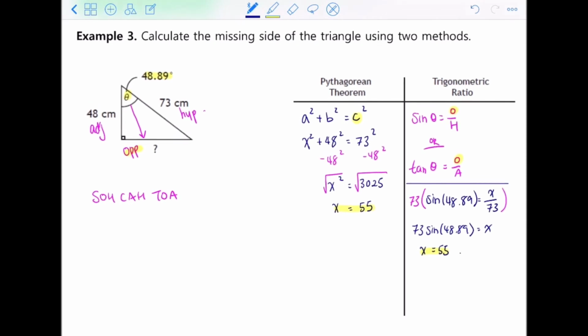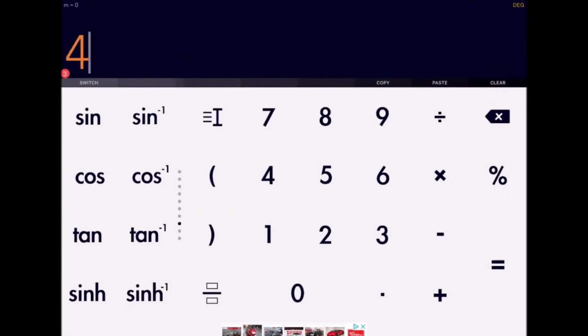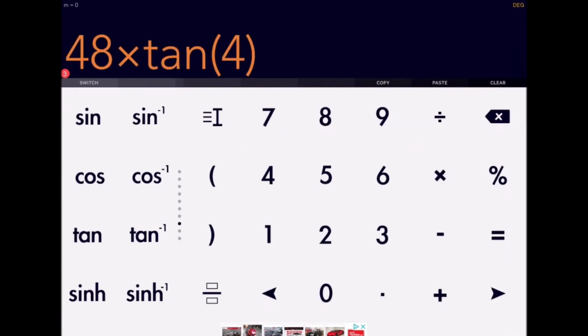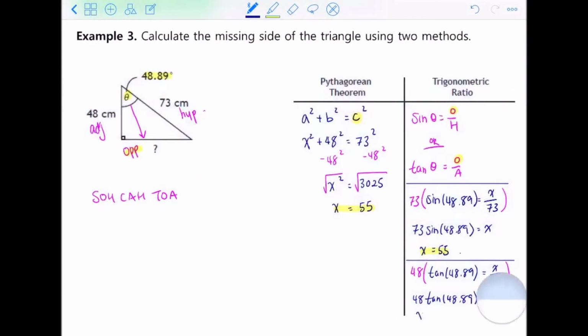Let's use the tangent ratio. So tan of 48.89 equals opposite over adjacent, which is x over 48. We multiply both sides by 48. You get 48 tan of 48.89 equals x. And again, punch into our calculator. 48 times tan of 48.89 equals 55.004. So we can actually round it up to 55. We have confirmed that the missing side is indeed 55.